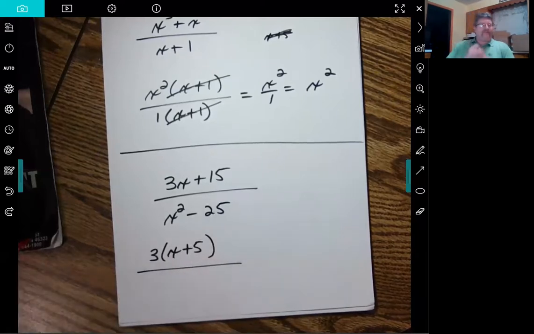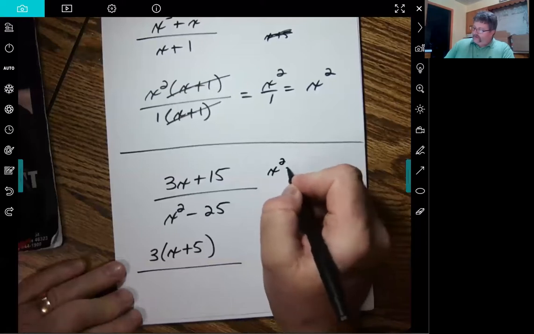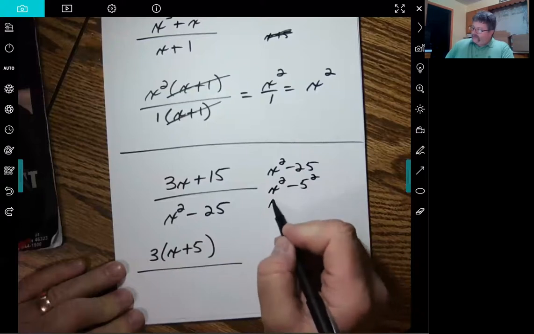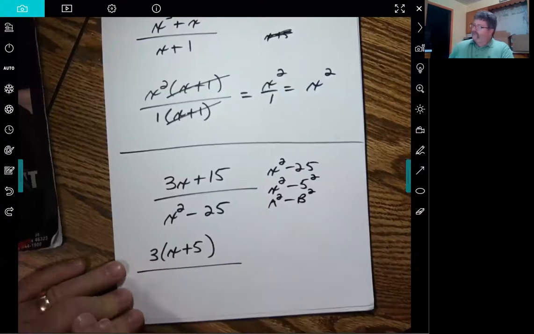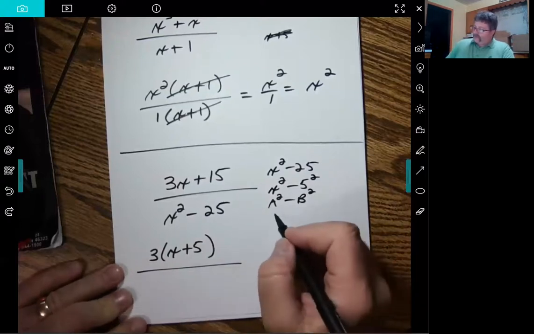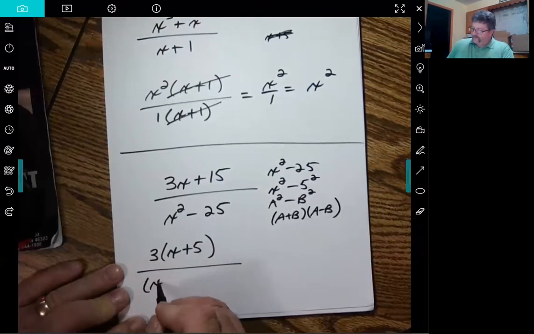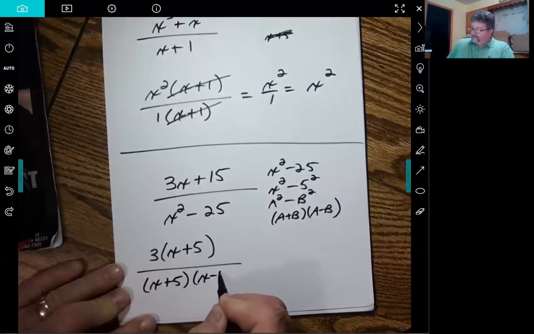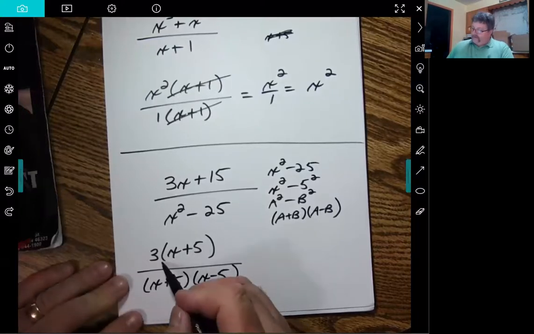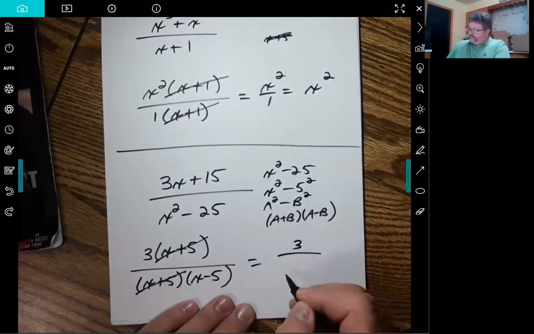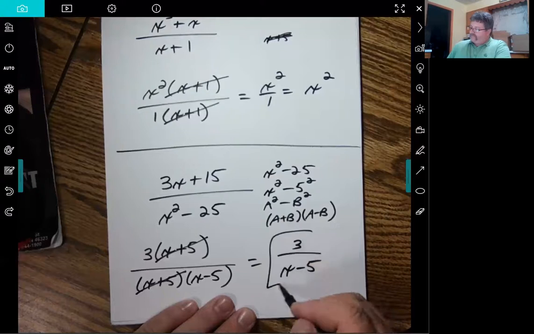What can I do downstairs in this denominator? Well, it's a difference of 2 squares, right? I can factor that, a squared minus b squared. Is it really an a squared minus b squared? Yeah, it's an x squared minus a 5 squared. It fits that template of a squared minus b squared. So it factors into what? A plus b times a minus b, so it's going to be x plus 5 times x minus 5, and looky there, goodbye, goodbye, we have a match. So this simplifies into 3 over x minus 5.